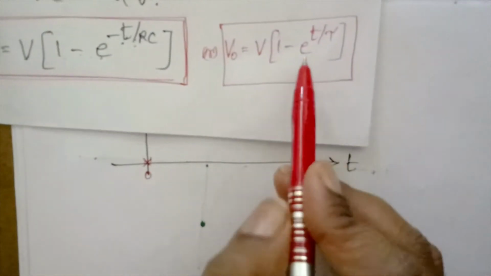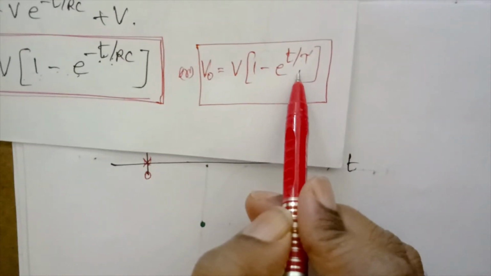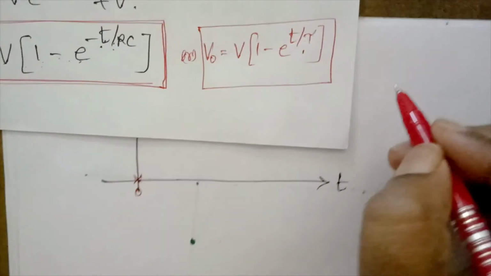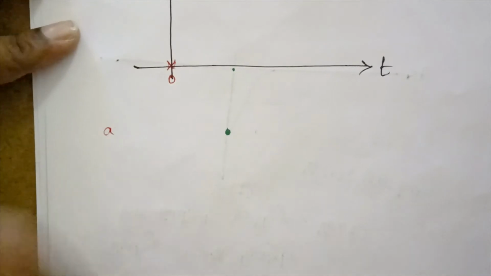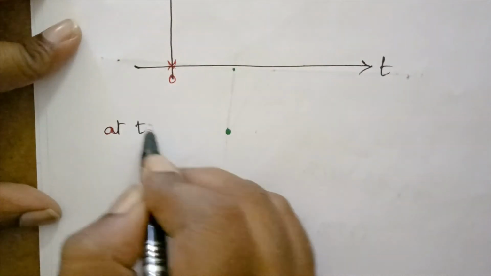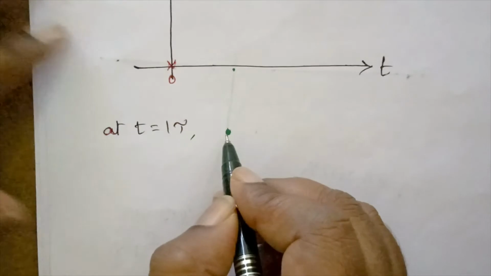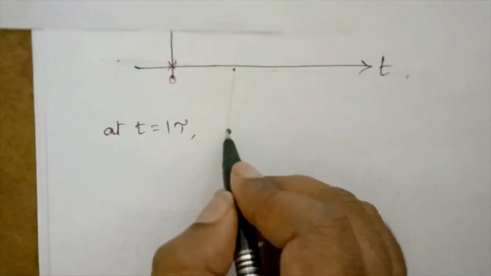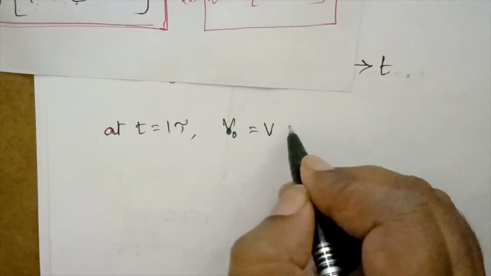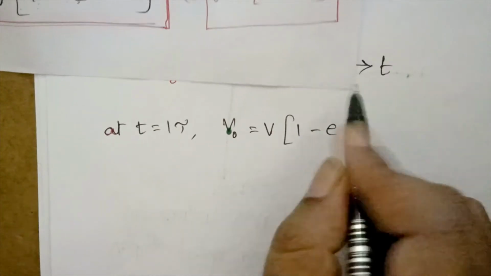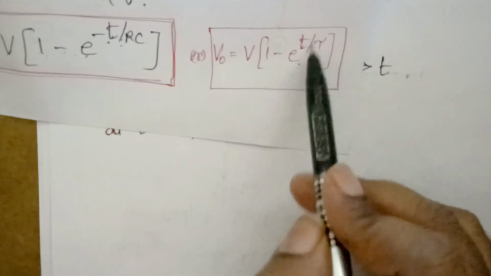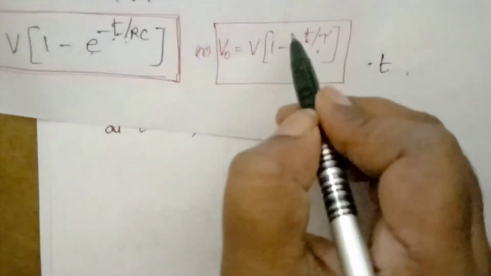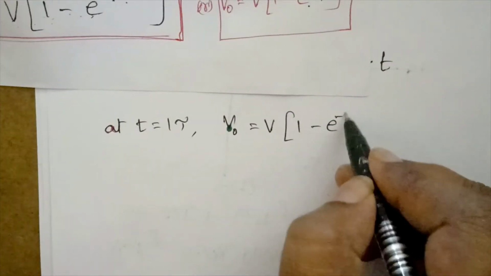Now I am substituting t is equal to 1 tau. At t is equal to 1 tau, what happens? The equation becomes V naught is equal to V into 1 minus e power, and here we are substituting 1 tau divided by tau. Tau gets cancelled. Here we have the minus sign, so e power minus 1.